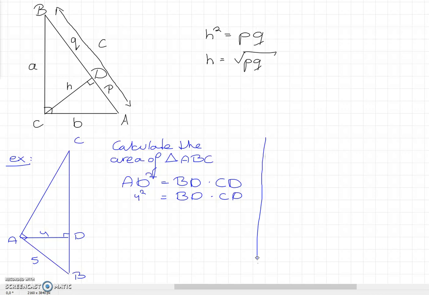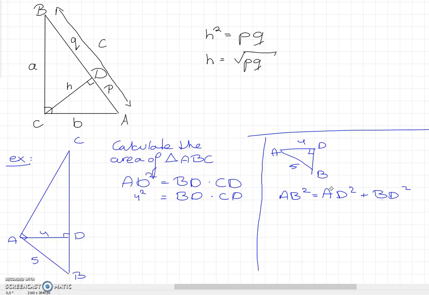So before we can calculate that, we need to calculate at least one of these two line segments, BD or DC. Fortunately, ABD is also a right-angled triangle, so we can use the Pythagorean theorem in this triangle ABD. Pythagoras' theorem says that AD squared plus BD squared is AB squared.